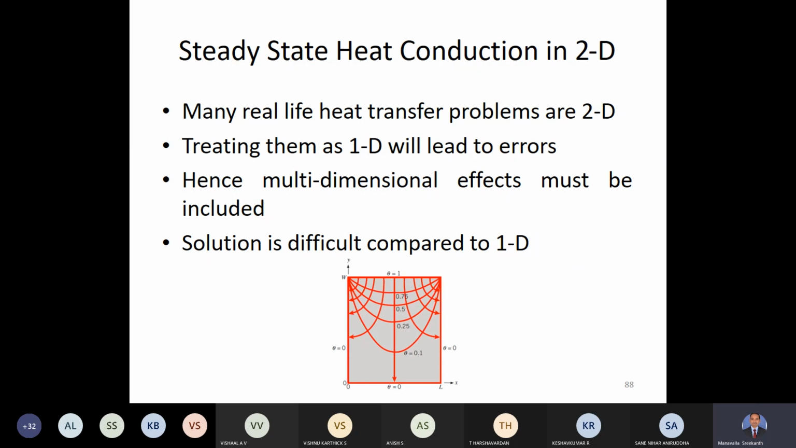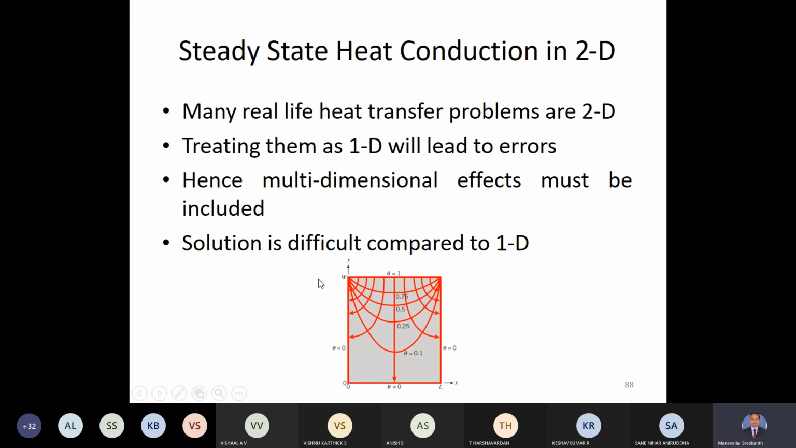Treating them as 1D will be actually grossly approximating the problem, and therefore you may not get the correct amount of heat transfer, and you may not be able to get the correct temperature distribution. Hence, multidimensional effects must be included. And you can see that if you include the multidimensional effects, the solution will be difficult compared to 1D. Why? Because in one-dimensional steady state problems, the equations that we deal with are ordinary differential equations, whereas in two-dimensional steady state, the equations are partial differential equations.